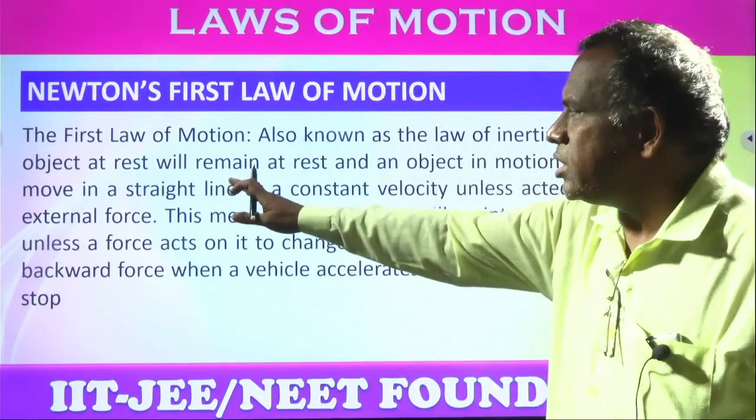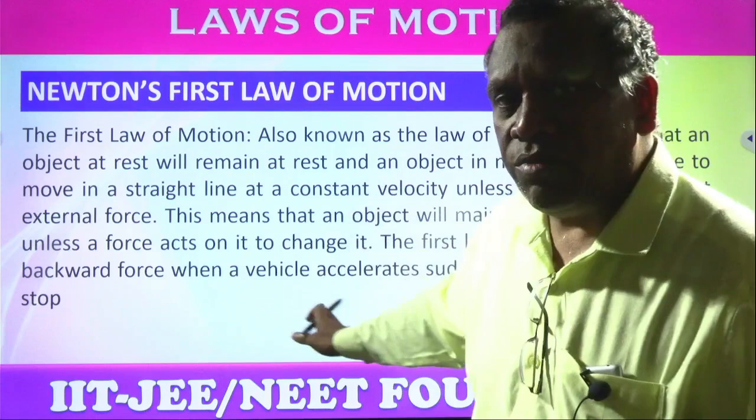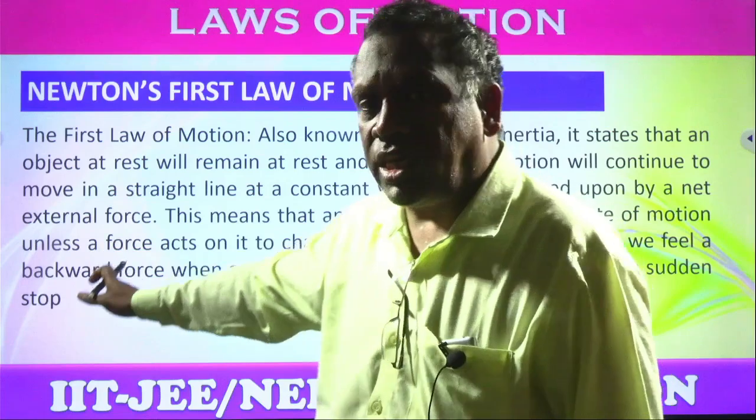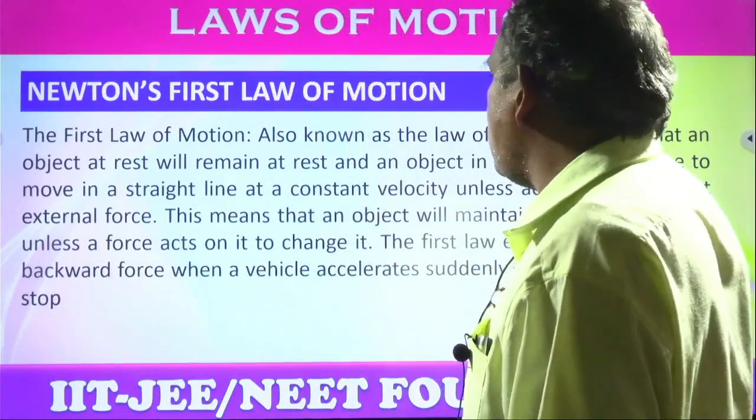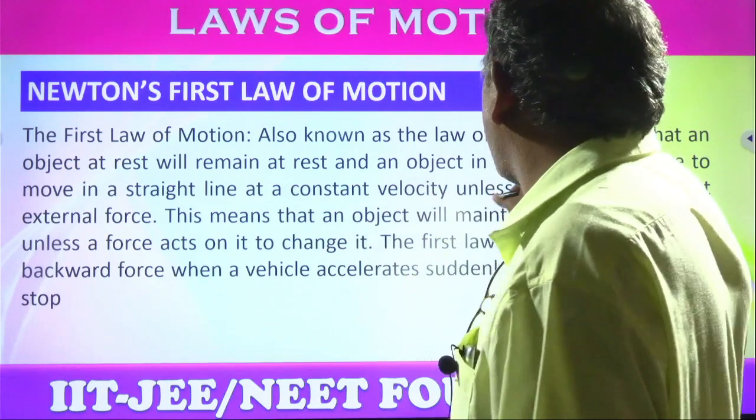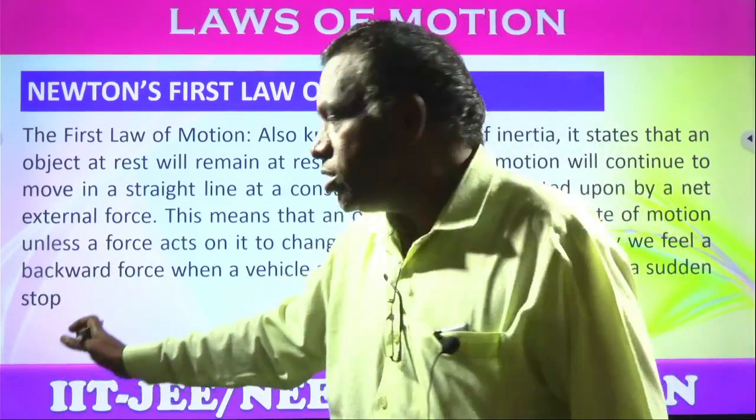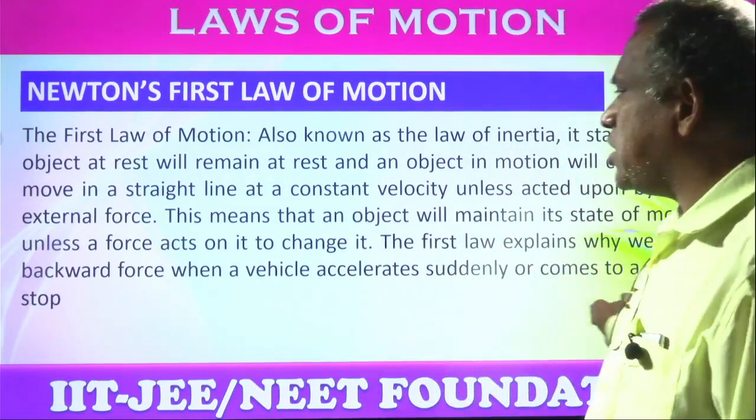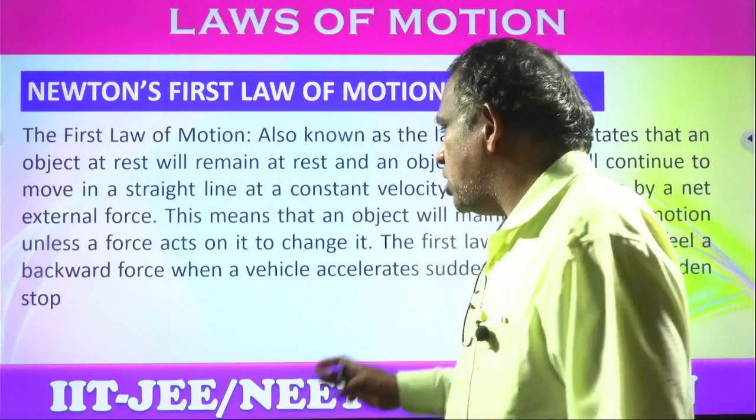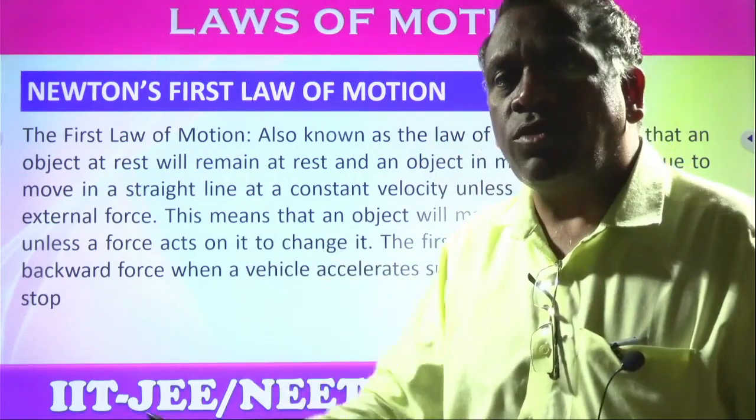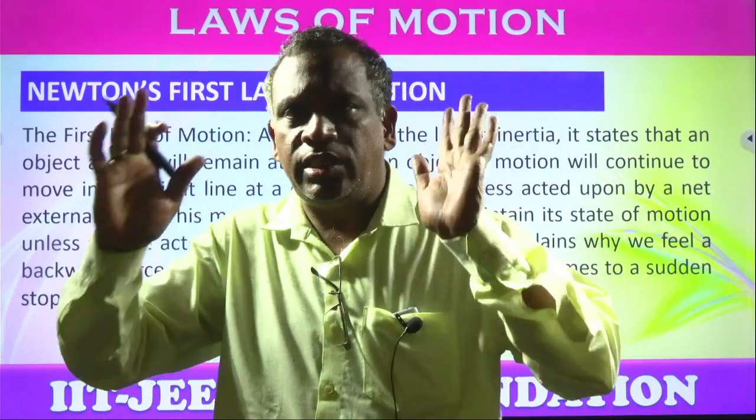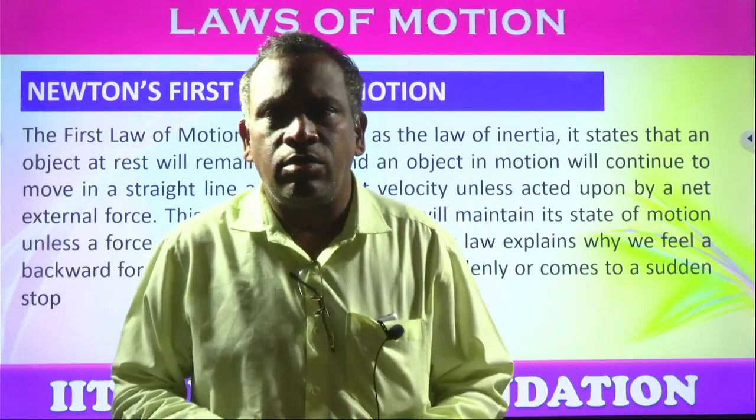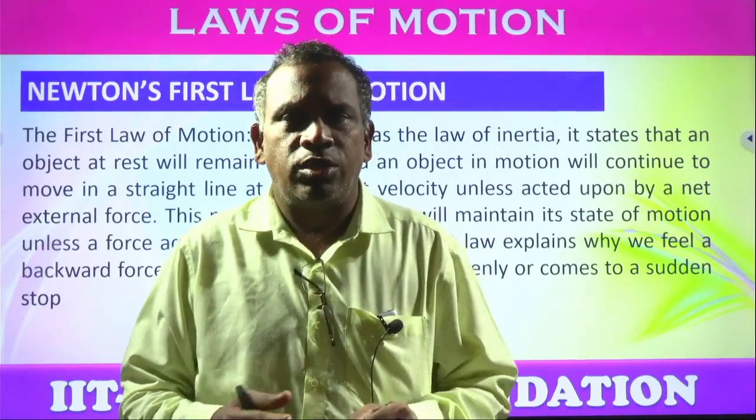It states that if an object is at rest, it remains at rest. If an object is in motion, it continues to move in a straight line unless acted upon by an external force. That we call Newton's first law. This means that the object maintains its state of rest or state of motion unless a force acts on it. For example, a table remains at rest until you apply force on the table.